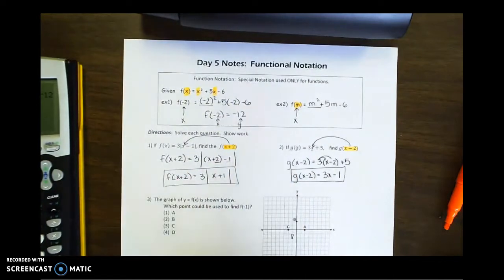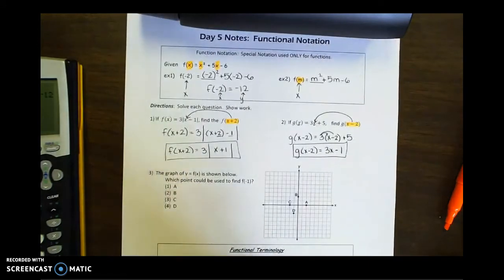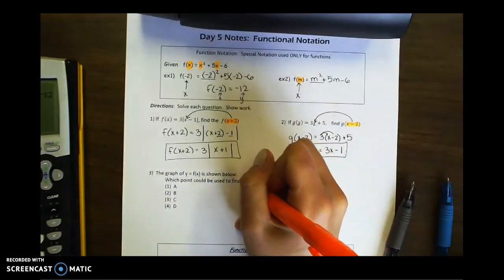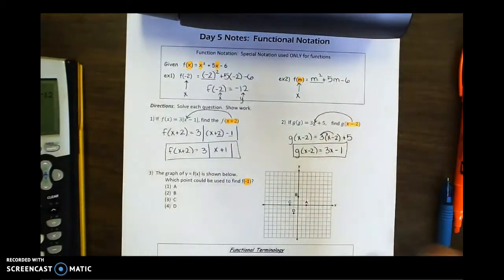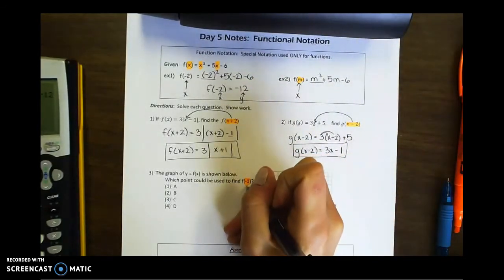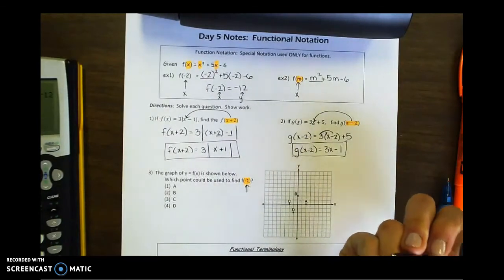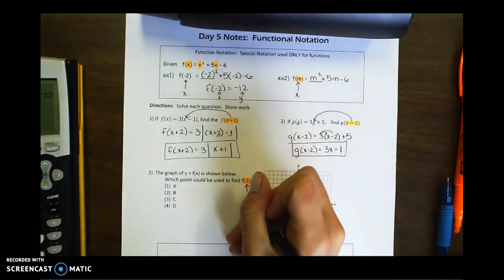All right, now we can also use function notation when looking at a graph. So if I take a look at question 3, the graph of y equals f of x is shown below. Which point could be used to find f of -1? All right, so f of -1, that -1 is very important there, so we have to think. The number in the parentheses, does that stand for your x or does that stand for your y? Yep, that's going to be your x value.